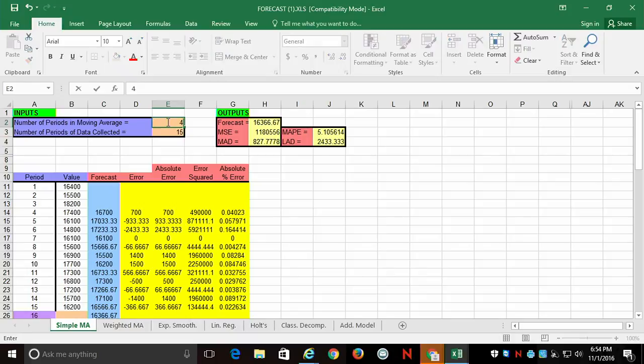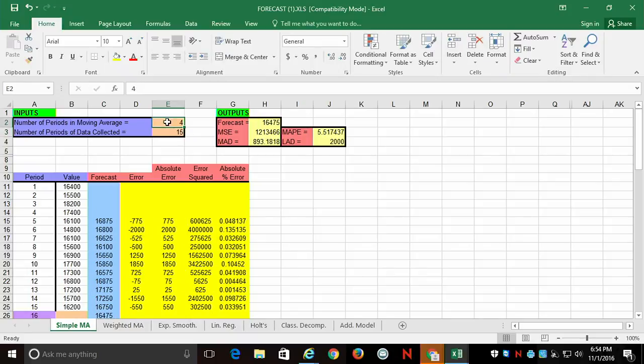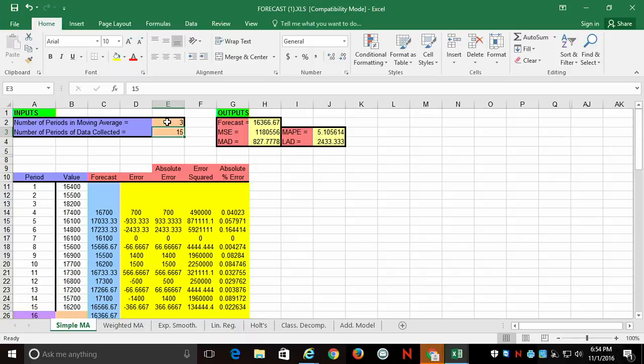So even though it's not a huge difference, which moving average historically has been better, the 3-week or the 4-week moving average? Using the MAPE anyways. The 3-week moving average has historically been better. It says, so our forecast for week 16 is 16,366.67. What's our forecast for week 17?